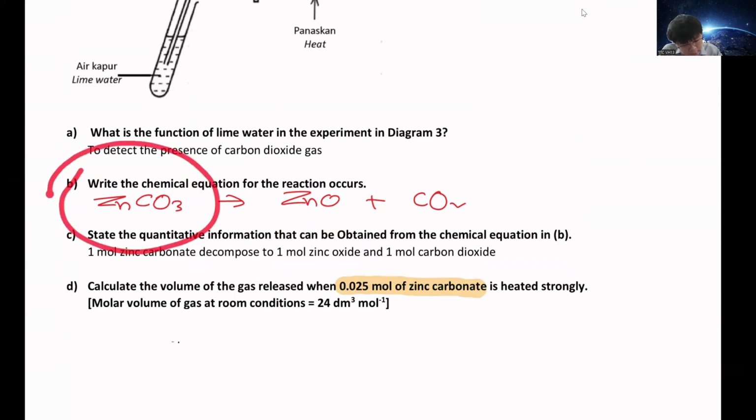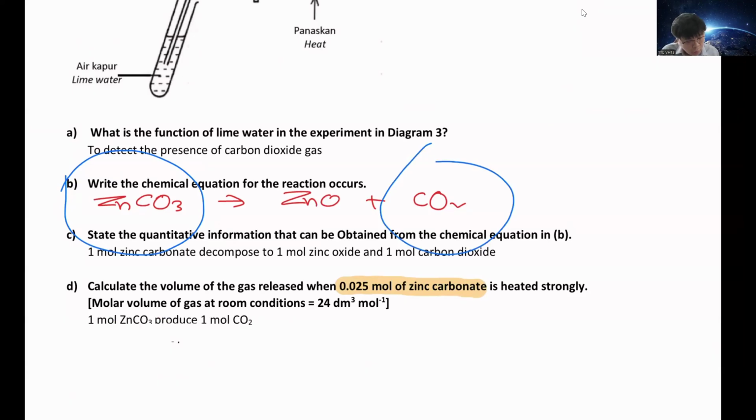So zinc carbonate is this. So we look at the ratio between this and the gas released, which is this. So the ratio is 1 to 1. So 1 mole zinc carbonate produces 1 mole carbon dioxide. 0.025 will produce 0.025 of carbon dioxide.